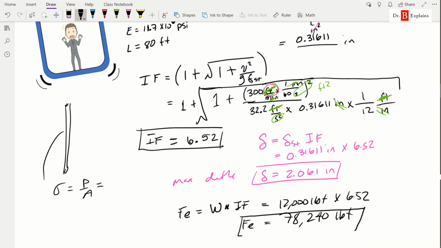This is what the wire rope is feeling from the dynamic effect, from the abrupt stopping, because it had an initial velocity. This is a very good estimate of what the cable is feeling. So the stress is then going to be the equivalent force divided by the cross-sectional area.